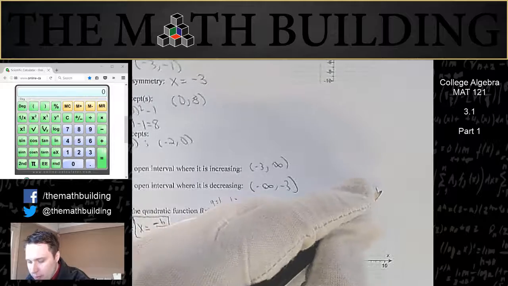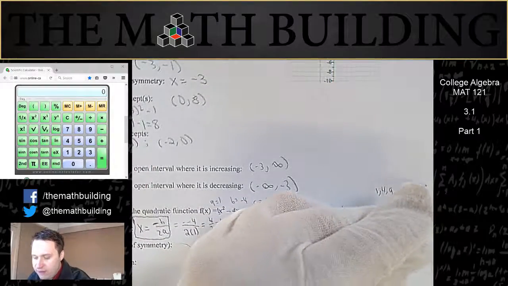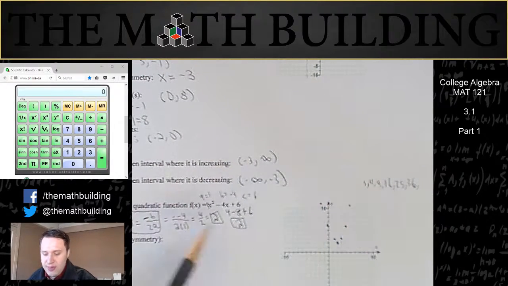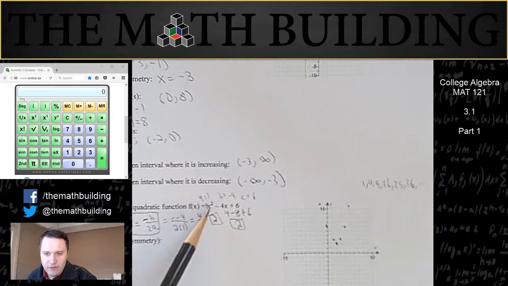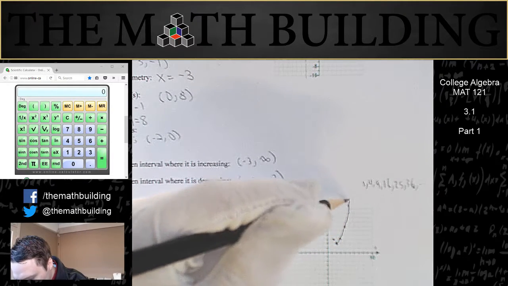And so you notice we went up 1, up 4, up 9, then it would be 16, 25, 36, and you should recognize that these are square numbers. And that should make sense because we're doing a square function, a quadratic. So there's your happy little parabola right there.